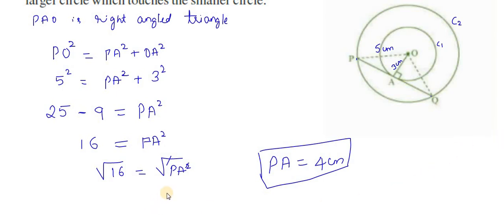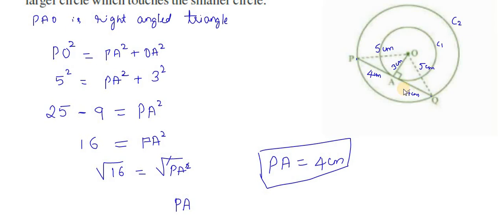But what we want is the length of PQ. Even if you take AQ, the same will be obtained. Why? Because here this is 3 centimeters and this is also 5 centimeters. This is 3, this is 5, and this is common. So we got PA equals 4 centimeters. Therefore AQ is also 4 centimeters. Why? Because these two triangles are congruent triangles.